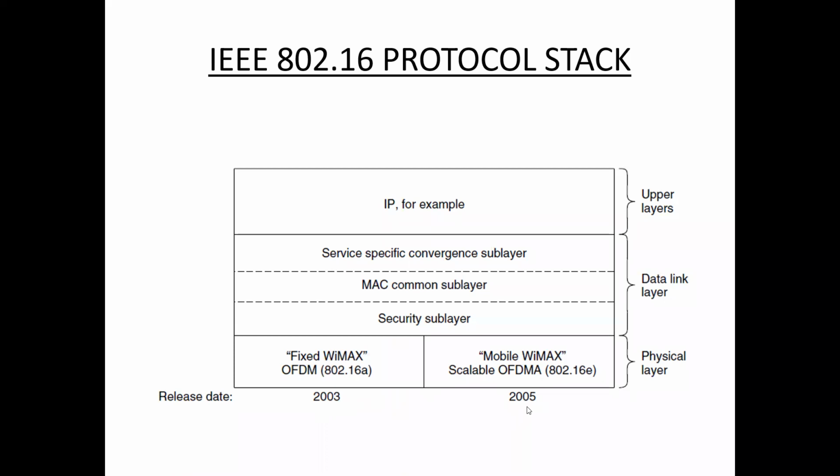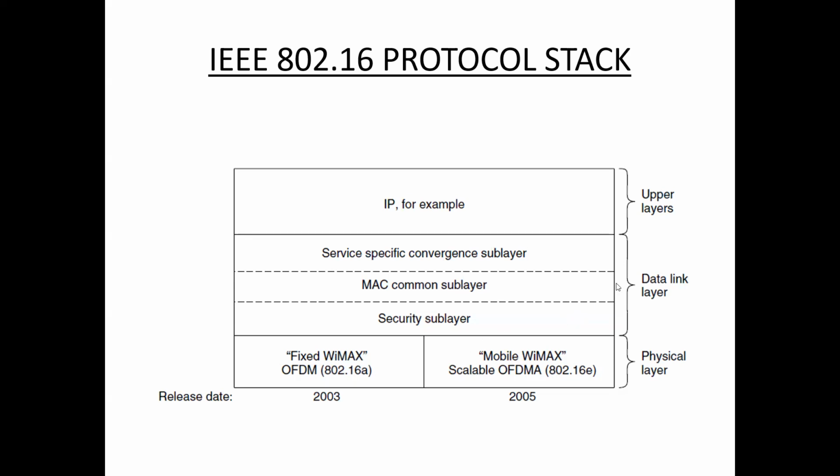Fixed WiMAX uses orthogonal frequency division multiplexing. Mobile WiMAX uses scalable OFDM, scalable orthogonal frequency division multiple access. So the physical layer consists of these two services. WiMAX is worldwide interoperability for microwave access.